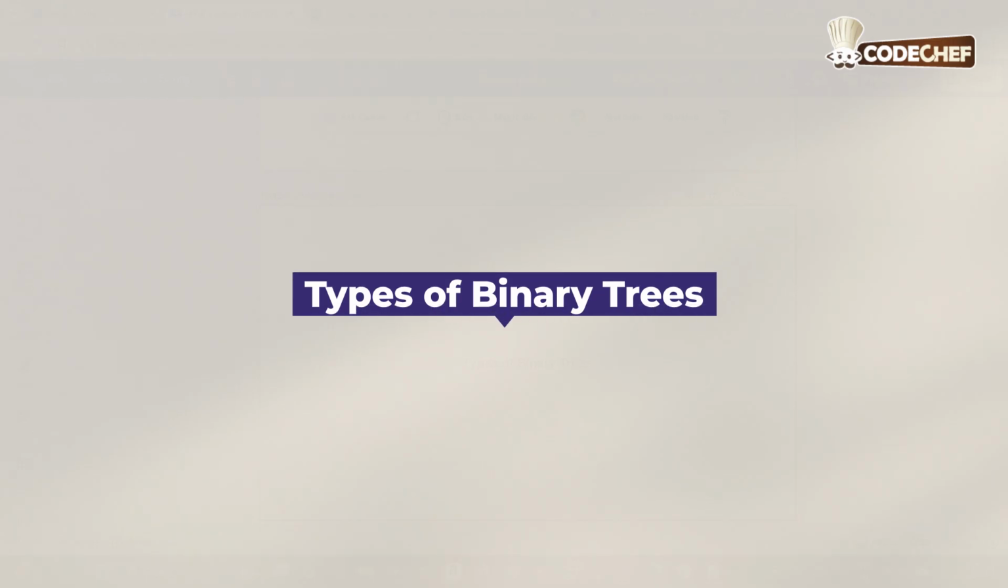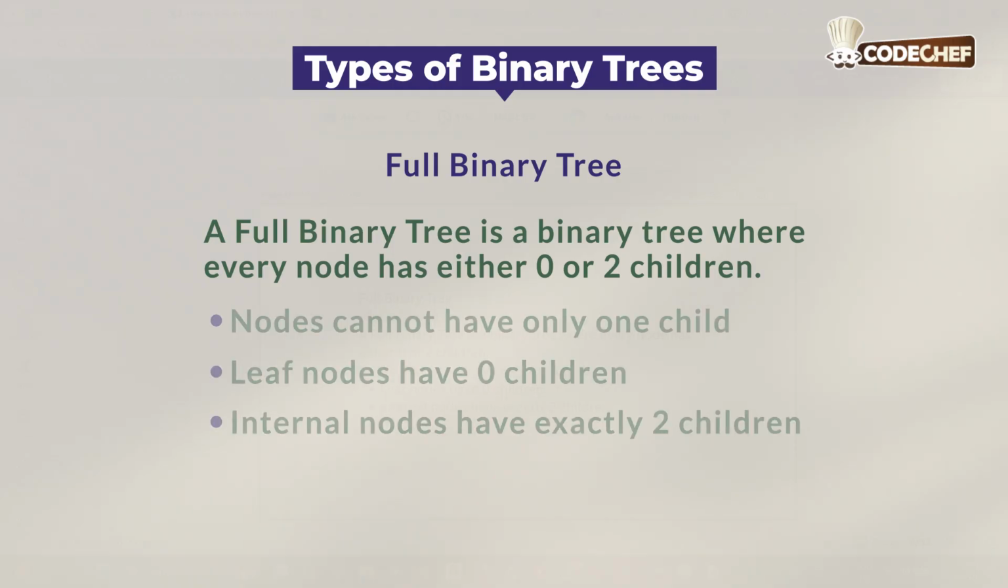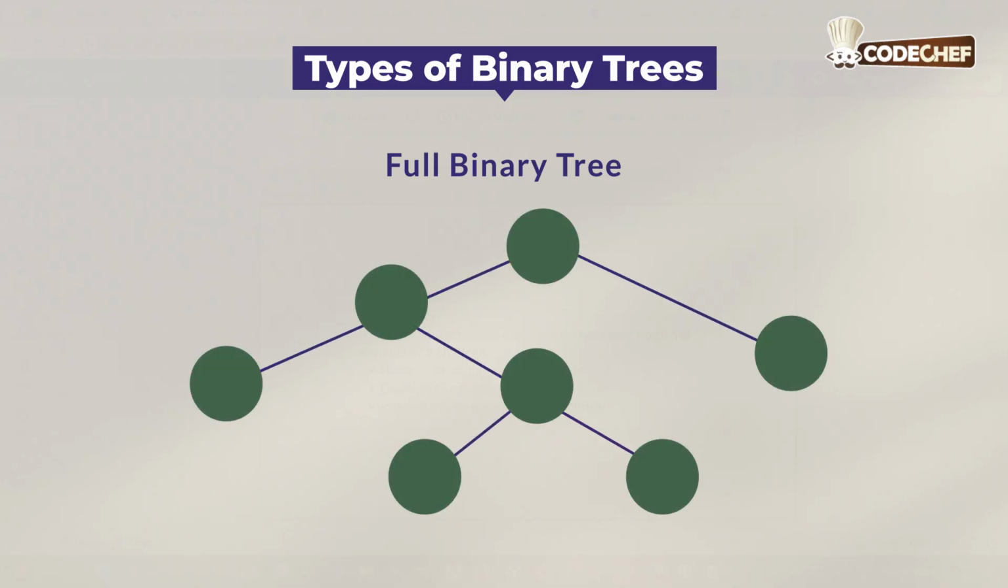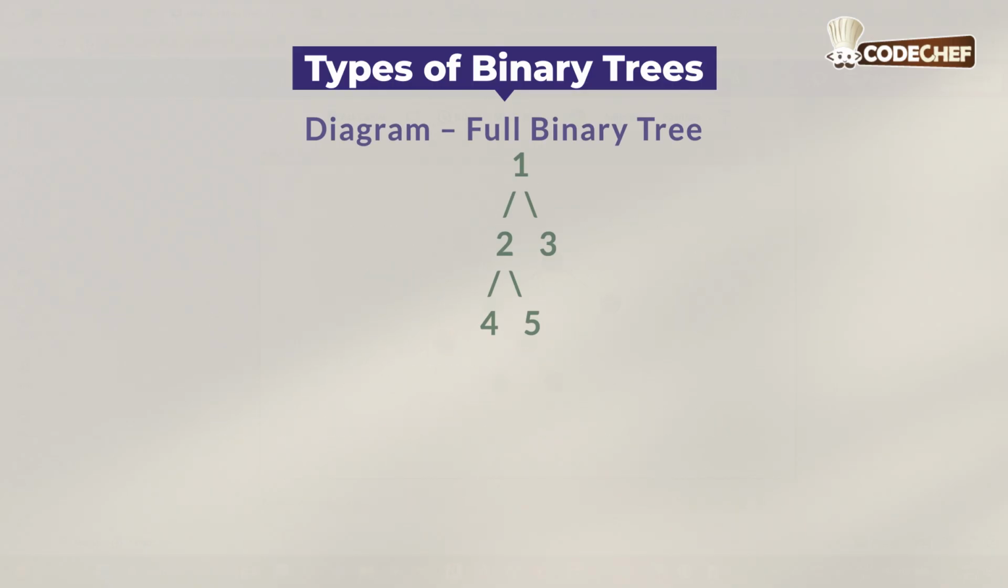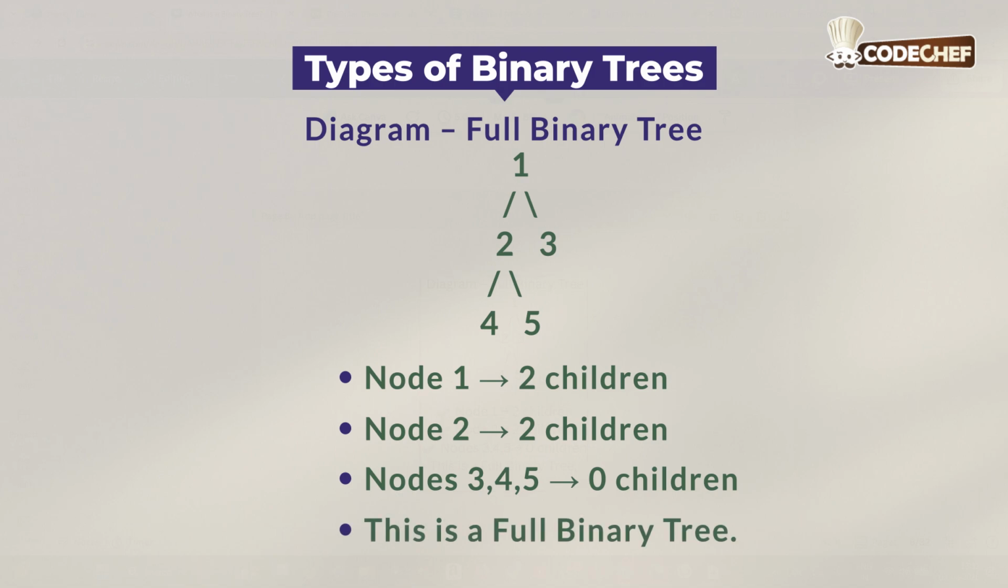Types of binary tree. Full binary tree. A full binary tree is a binary tree where every node has either 0 or 2 children. Nodes cannot have only one child. The leaf nodes have 0 children, and internal nodes have exactly 2 children. Here is a diagram that gives an example of how a full binary tree looks. Node 1 has 2 children, node 2 has 2 children, nodes 3, 4 and 5 have 0 children. This is exactly how a full binary tree looks.